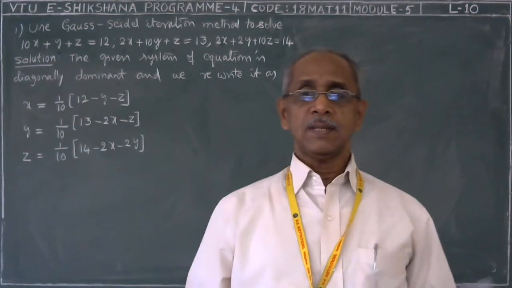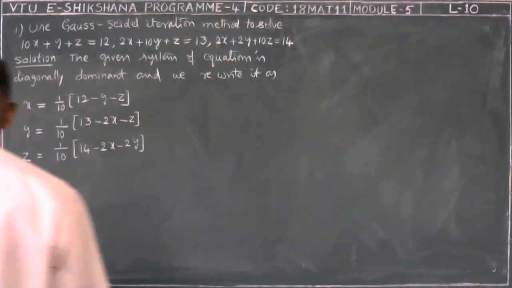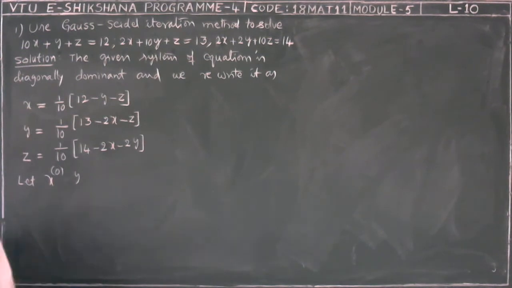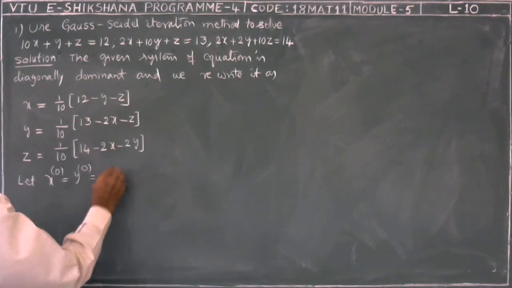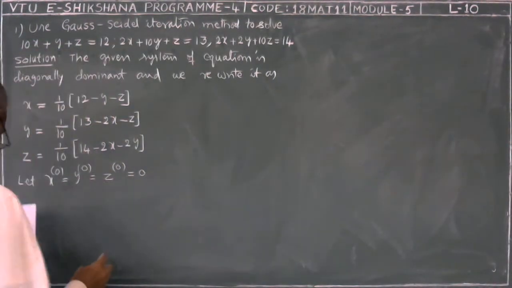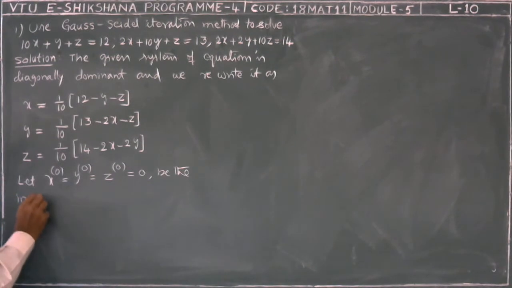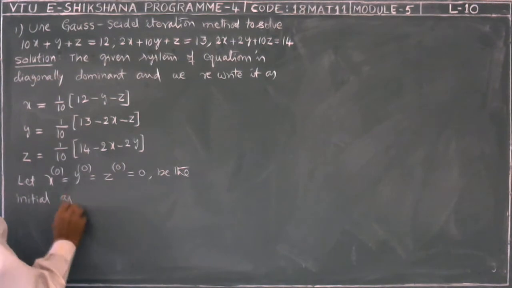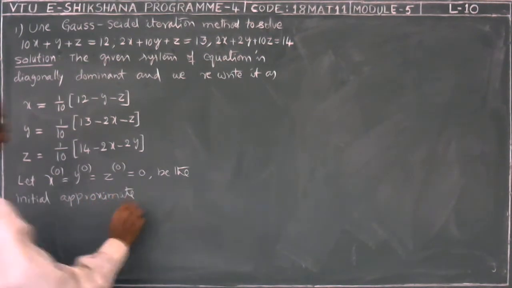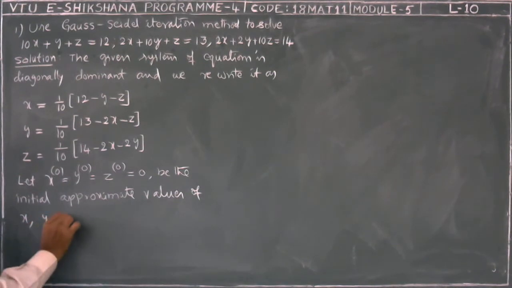Initially, let us assume the initial values are 0: x is 0, y is 0, z is 0. Let x0 equal y0 equal z0, all equal to 0, be the initial approximate values of x, y and z respectively.